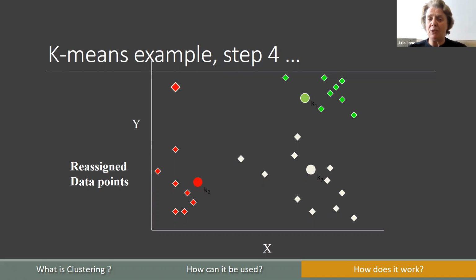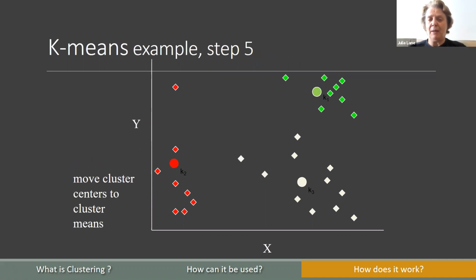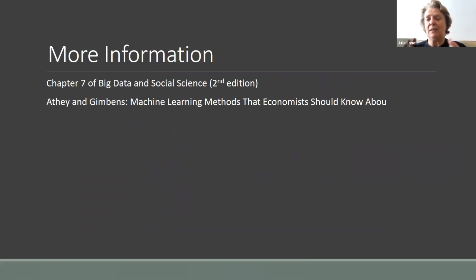So that's the basic concept. We keep reassigning data points to their closest center and keep iterating until we get our clusters set up. Now that we've moved those points into a different group, I have to recompute the mean of the red group, the mean of the green group, and the mean of the white group. Then I re-estimate the distances, and that's how I end up with my clusters. That's the basic concept.